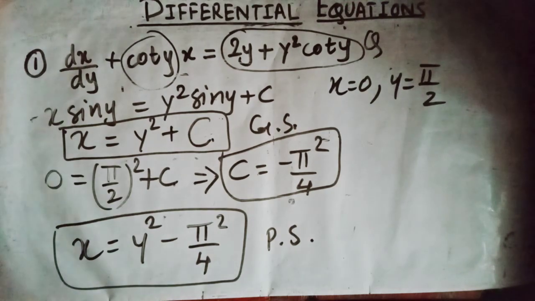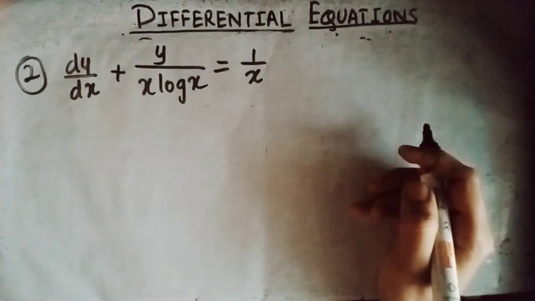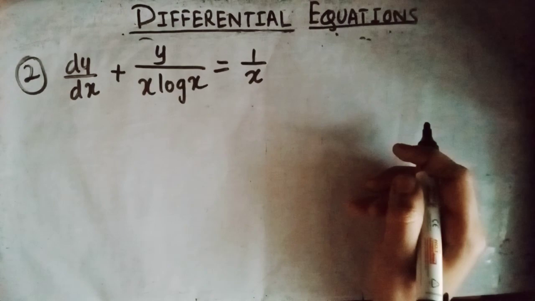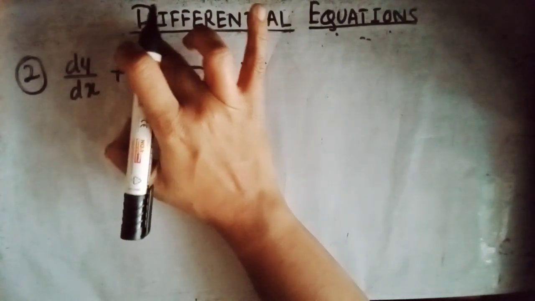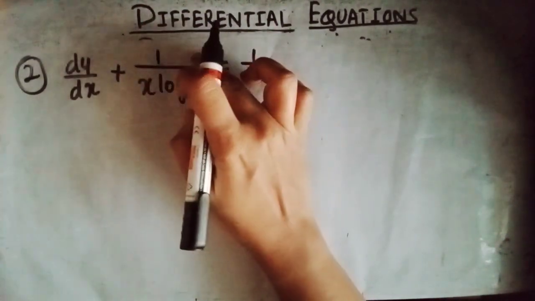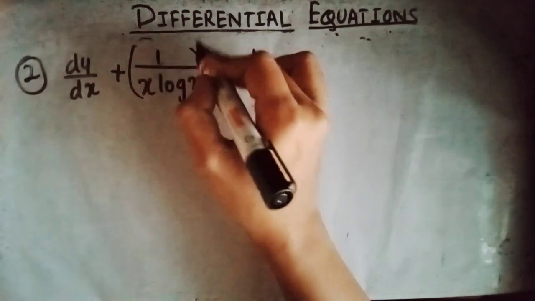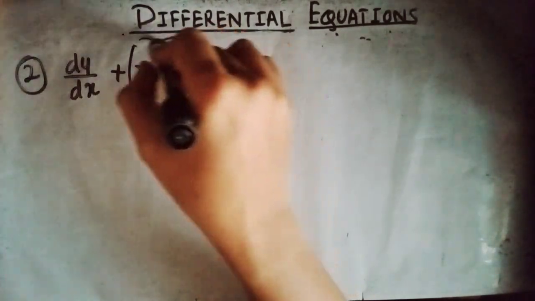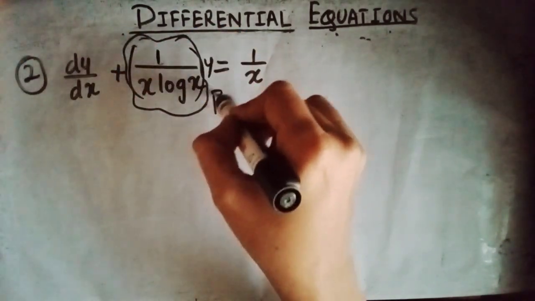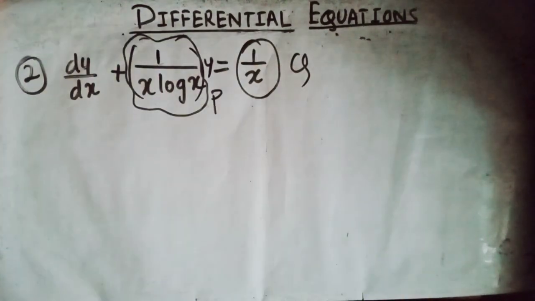Okay, let's solve this. So first you have to write it in the form dy by dx plus py equal to q. Okay, so I'm going to write here 1 and this whole term into y. So this becomes our p and this is our q.